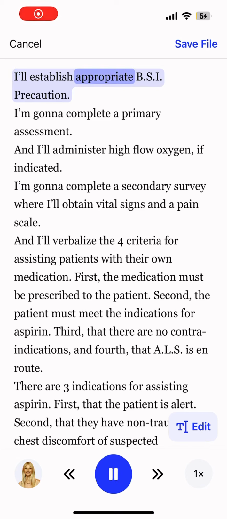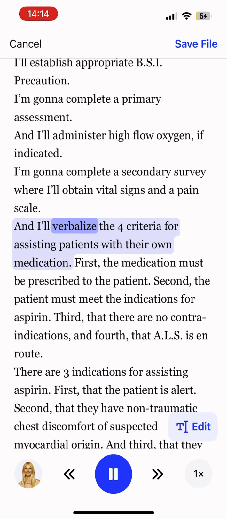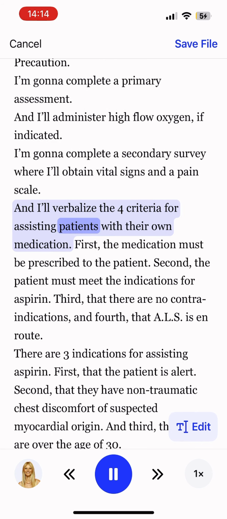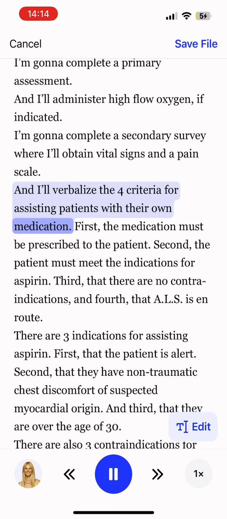I'll establish appropriate BSI precaution. I'm going to complete a primary assessment, and I'll administer high-flow oxygen if indicated. I'm going to complete a secondary survey where I'll obtain vital signs and a pain scale. And I'll verbalize the 4 criteria for assisting patients with their own medication.